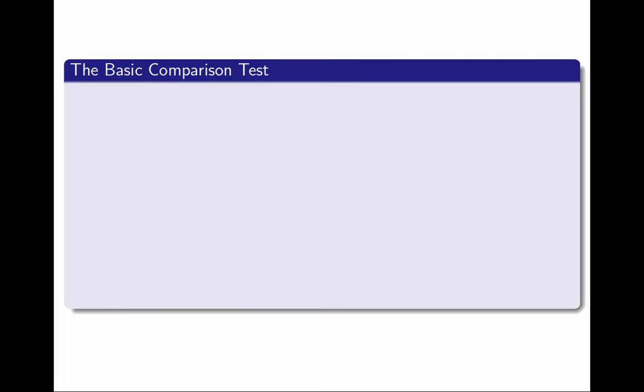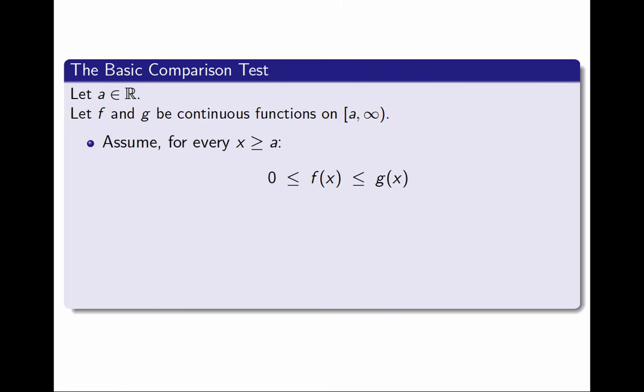It is called the basic comparison test, and this is what the theorem says. I have a real number a and two functions f and g continuous from a to infinity. I'm going to assume that f is always less than or equal to g, and they're both positive. Actually, I'm writing here that they're non-negative. So far I have been working with positive functions, but everything works the same for non-negative functions and nothing changes, so I'm going to be careless in the distinction. We could have said non-negative from the beginning.